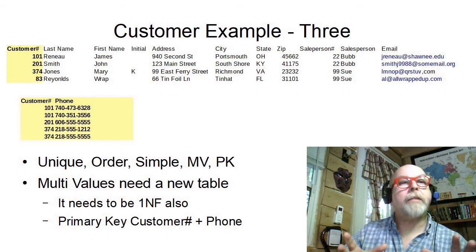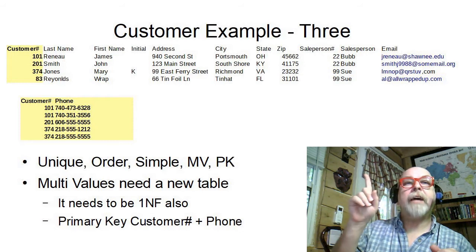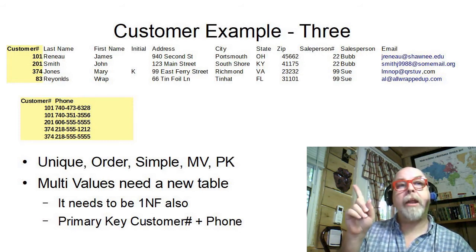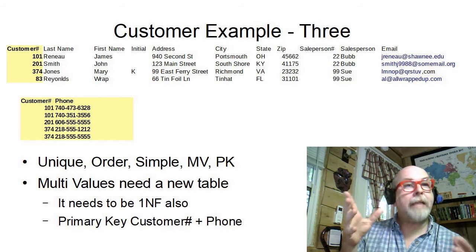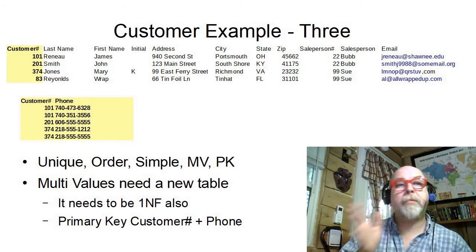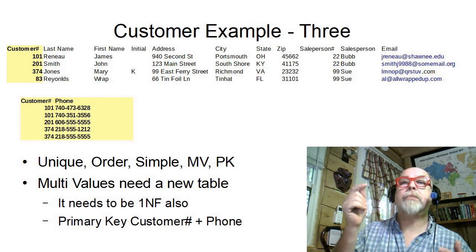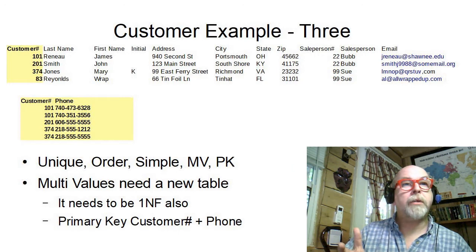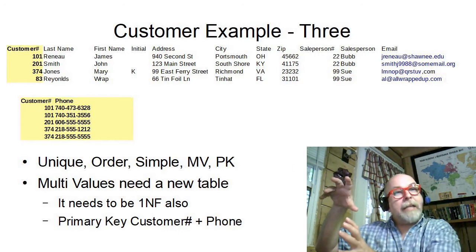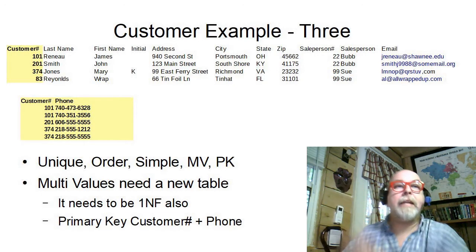So what I did was I took the multi-valued telephone number field and brought it out into a new second table. The primary key would be customer number, phone number, because that would be unique. And there are no non-primary key elements in this table. But you can see that now customer 101 has his two phone numbers. Customer number 201 has their one phone number. Customer 374 has their two phone numbers, and customer 83 has no phone numbers. So by creating this second table, we've now eliminated the issue.